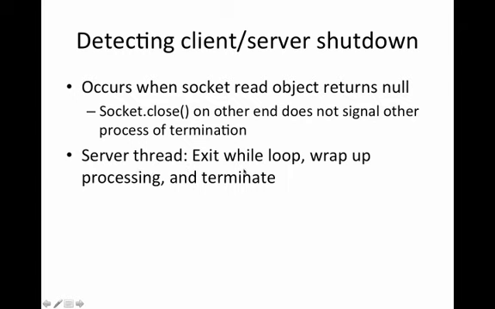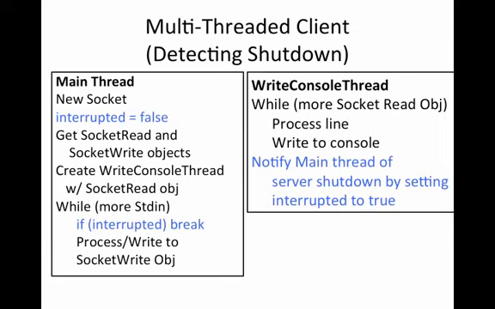Now in the server thread, it's very easy. If we're a dedicated server thread to that client, we simply exit the while loop, we wrap up our processing, and we terminate. For the client, if it's multi-threaded, detecting shutdown is a little more difficult. In the example I gave with the chat room, it will be the write console thread that actually is notified that the server shut down. And that is because the socket's read object will return null and the while loop is going to get out of there.